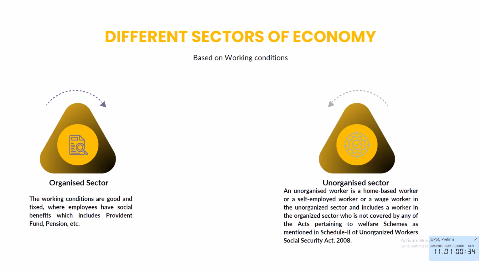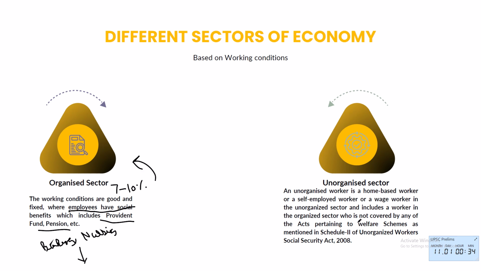So moving on to the next, different sectors of the economy based on working conditions. The working conditions here are good and fixed, where employees have social benefits, which include provident fund, pension, etc. The jobs here are registered with the government, and different laws and rules and regulations apply to them. We can call banking, nursing, all coming under the organized sector. Prevalence of jobs in this sector is quite low. Only around 7 to 10% of the workforce is working in the organized sector.